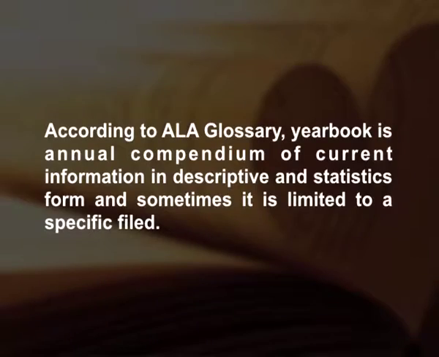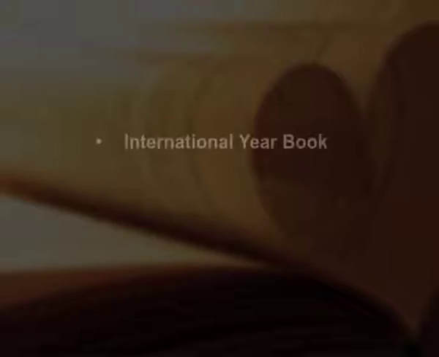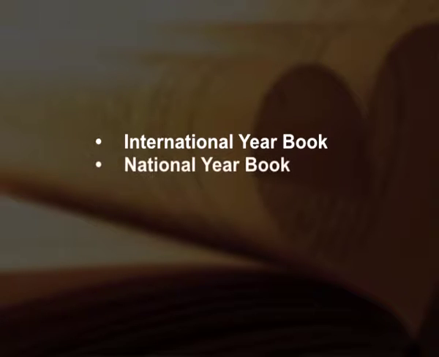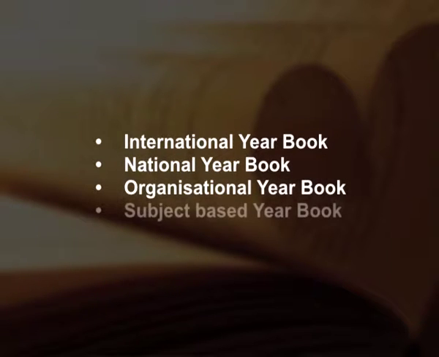According to the ALA Glossary, a yearbook is an annual compendium of current information in descriptive and statistical form, and sometimes it is limited to a specific field. It aims to cover activities that took place during a period of one year, and sometimes it is limited to a particular subject, country or region. It is a summary of events of the preceding year. It is categorized into four types: International Yearbook, National Yearbook, Organisational Yearbook and Subject-based Yearbook.